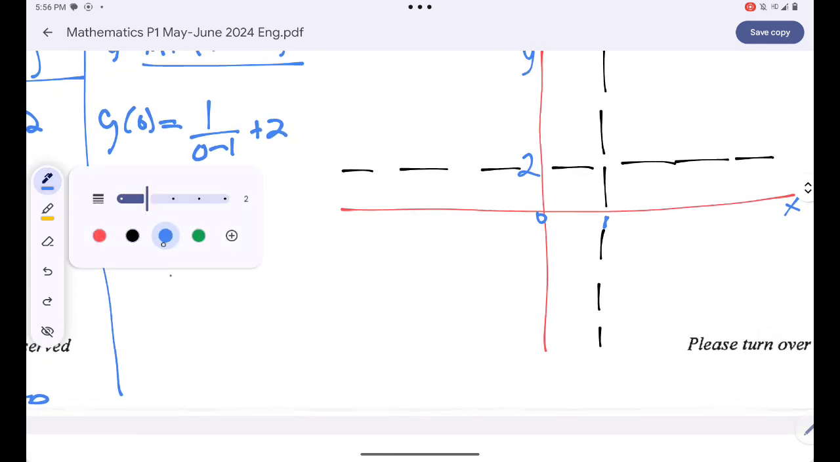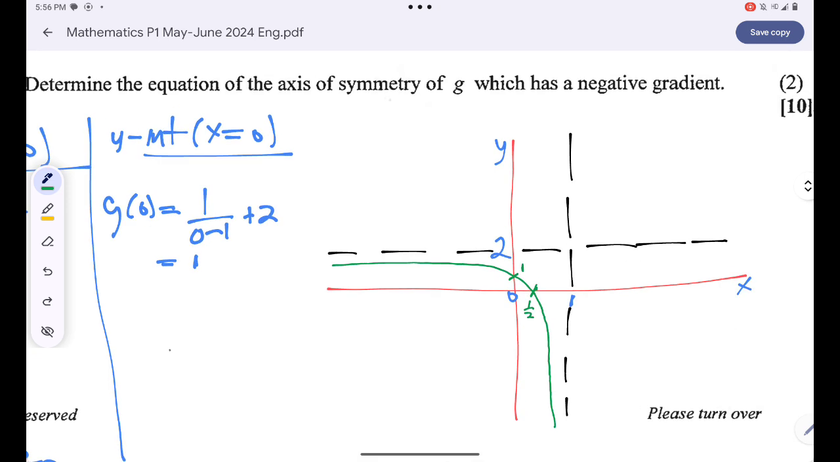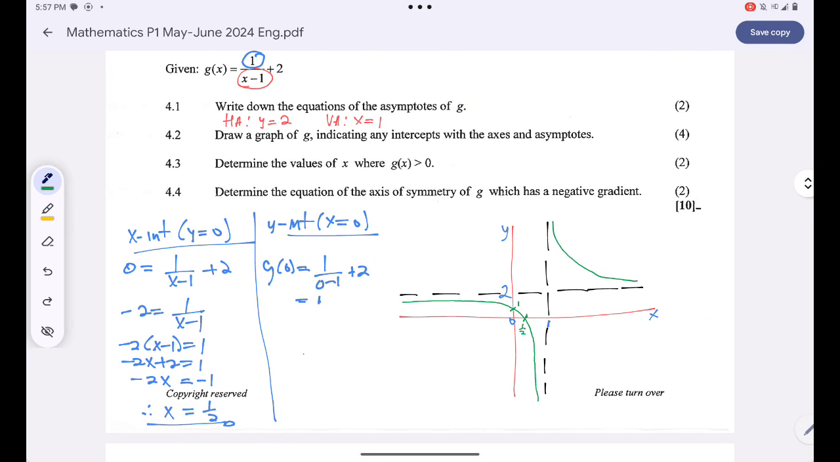So the sketch of my curve will go like this. It will intersect at positive 1 over there, and then I have 1 over 2 there. And then the other branch will be in the first quadrant of the asymptotes, and we'll just move like this. So that's how you're supposed to draw your graph.